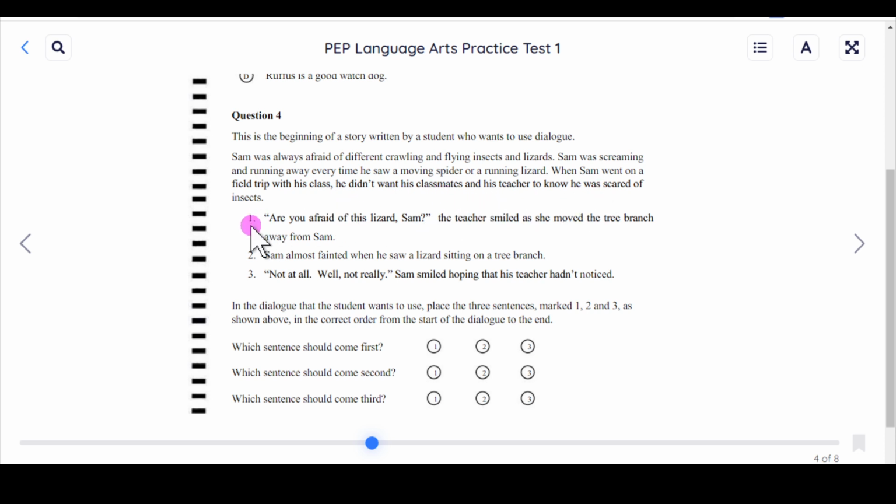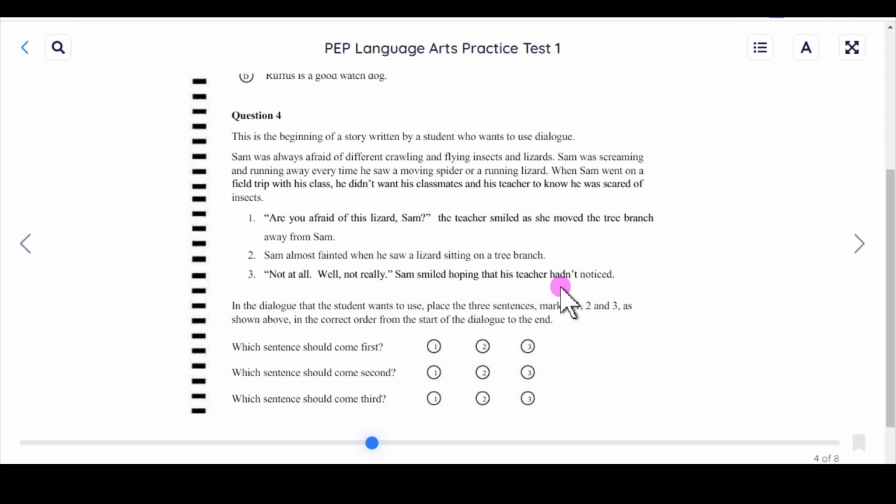Now, one, it says, "Are you afraid of this little lizard, Sam?" The teacher smiled as she moved the tree branch away from Sam. Sam almost fainted when he saw a lizard sitting on a tree branch. "Not at all. Well, not really." Sam smiled, hoping that his teacher hadn't noticed what she had noticed.